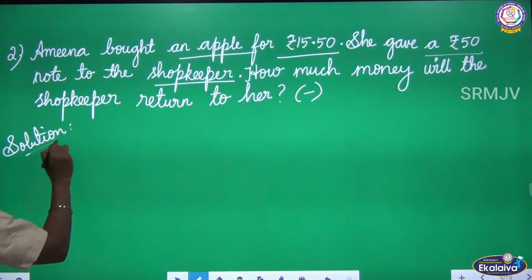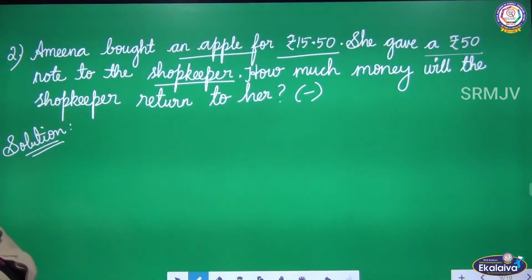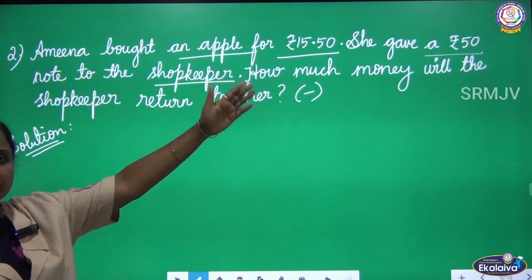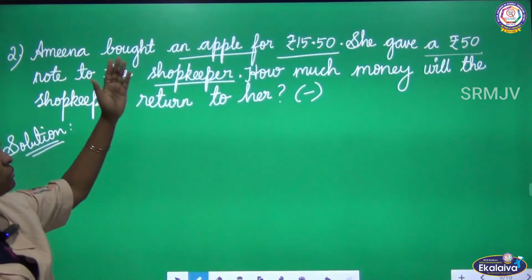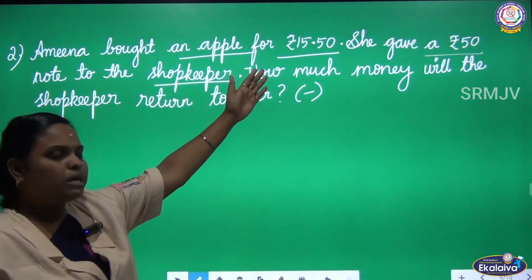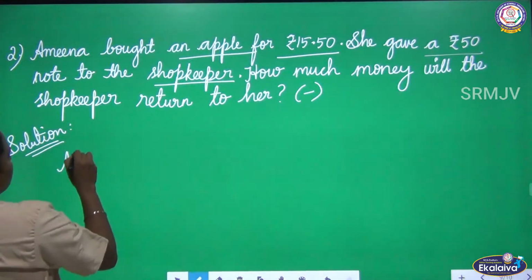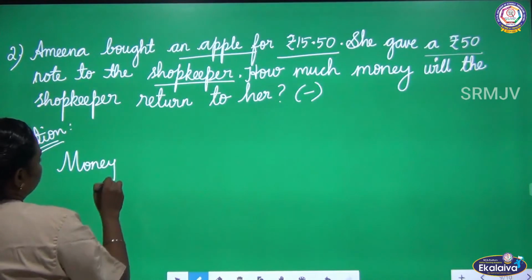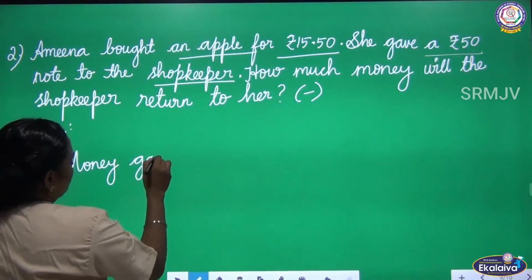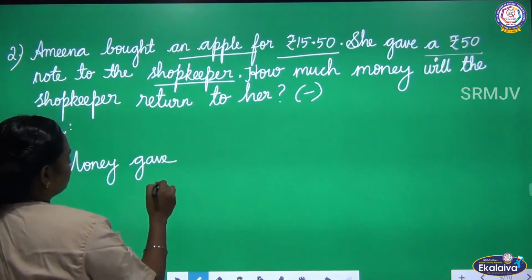So money gave to the shopkeeper. So how much money she gave to the shopkeeper? 50 rupees she gave to the shopkeeper. But what is the cost of an apple? Only 15 rupees. So you write first, money gave to the shopkeeper. So how much he gave to the shopkeeper?